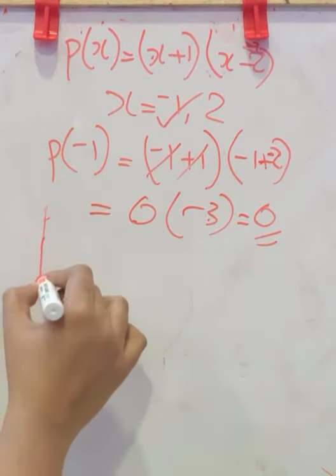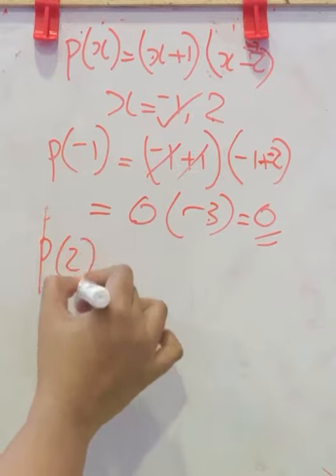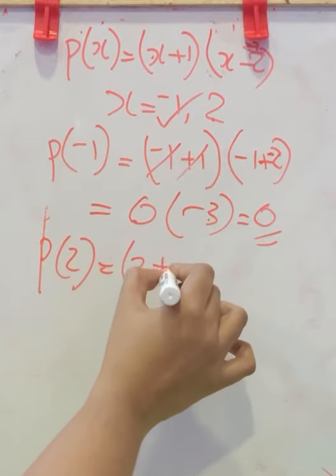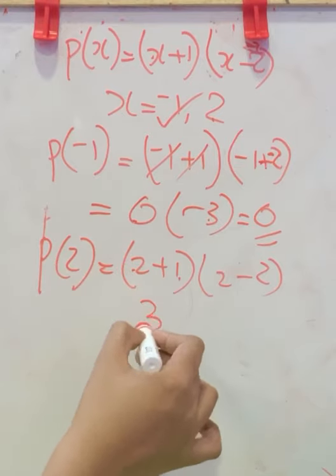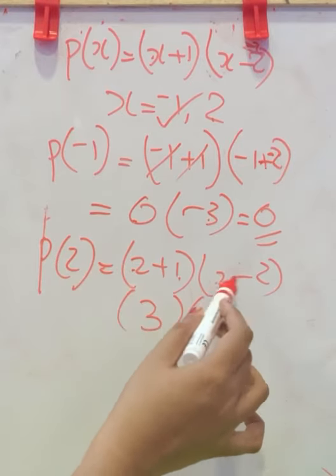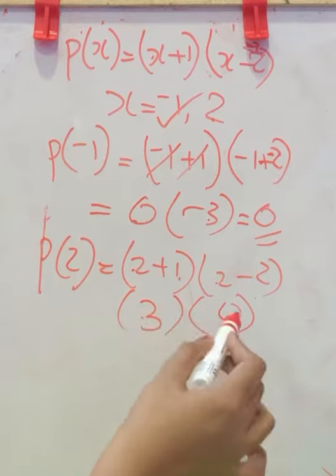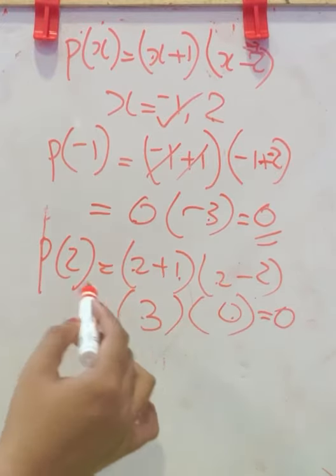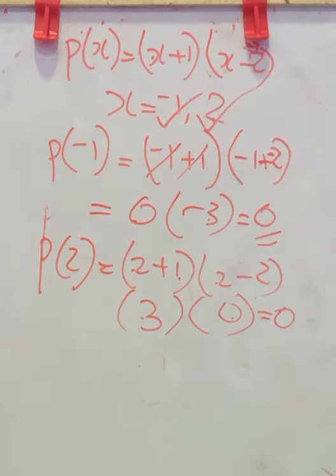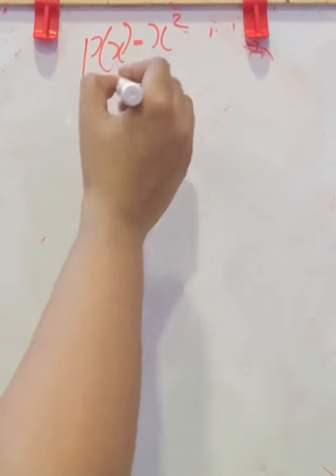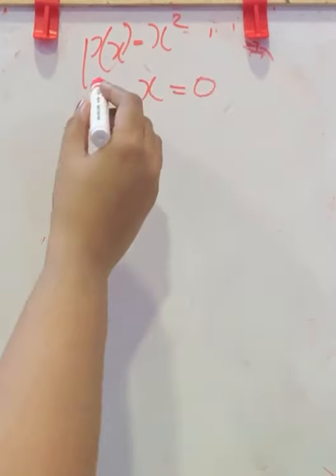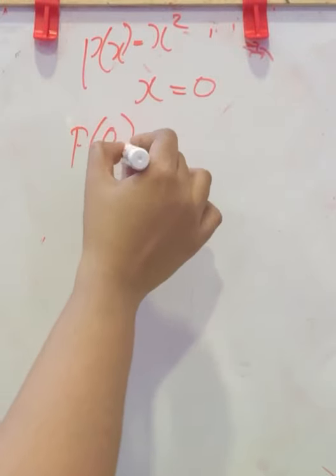Now next is P of 2. This becomes 2 plus 1 and 2 minus 2. 2 plus 1 is 3. Inside the bracket, 2 minus 2 is 0. Again 3 into 0 is 0. So this is also a zero of this polynomial. Next is P of x is equal to x square. We have to find x is equal to 0. That is P of 0.